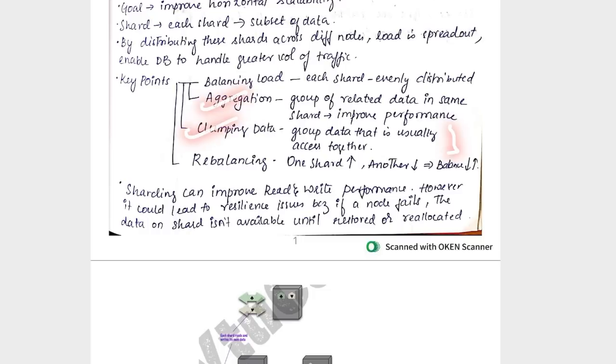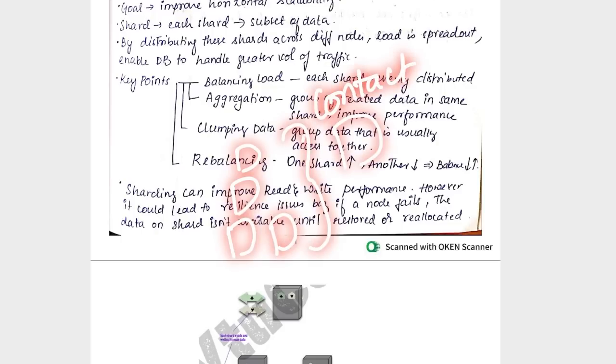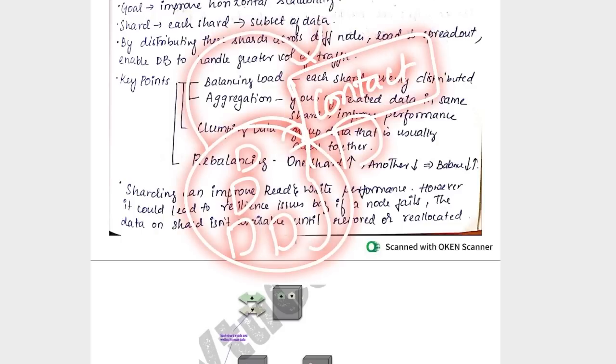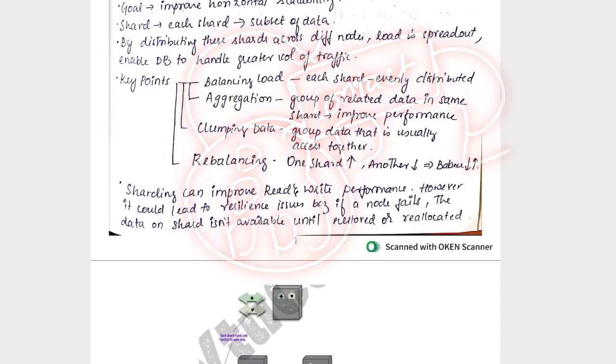And next we have clustering. Shards should group the data that is often accessed together, that is, grouping data that is usually accessed together. This way we are minimizing the need to access multiple nodes. So instead of accessing multiple nodes, when the contact information is stored in one shard, the entire thing is stored in one shard, and it becomes easy to access this shard completely, right?